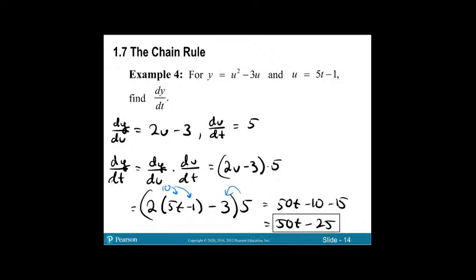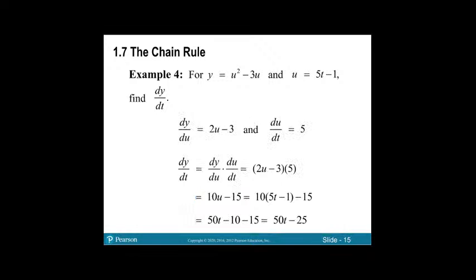Okay, 50t minus 25, and you see it there. So again, first they did dy by du, they get this. They did du by dt, they got 5. So then the derivative of the outside function times the derivative of the inside function, so 2u minus 3 times 5, but then they had to do the substitution. So they got this, then they did the substitution. Long story short, they got the same result.